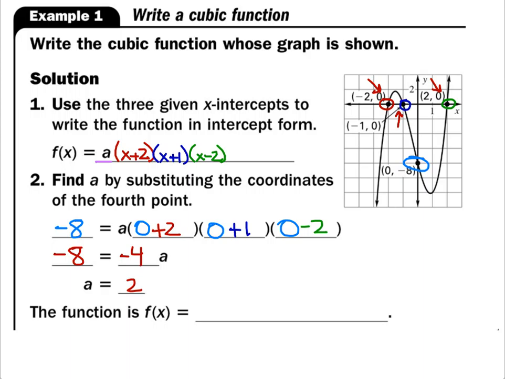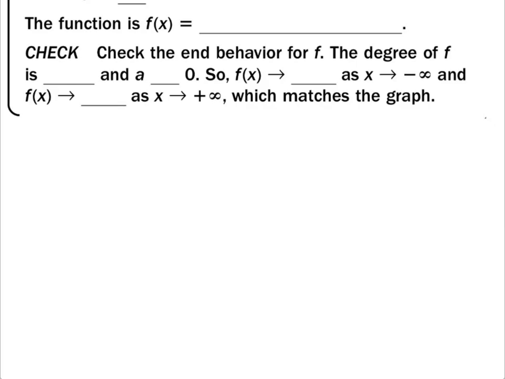That means the function is f of x equals 2 times x plus 2 times x plus 1 times x minus 2. There we have it. We have our function written. But just to be sure, to feel like we know what's going on, there's this check. The check is optional. I'm going to go ahead and rewrite it really fast because of the way I do this. I'm unable to keep it all on the screen at once. You already have this written on your paper.